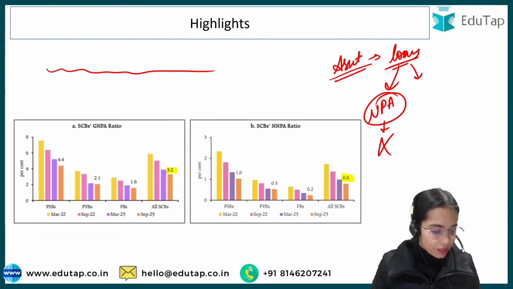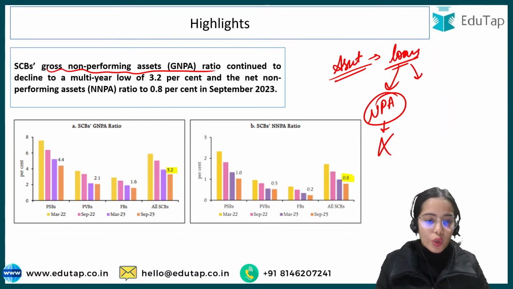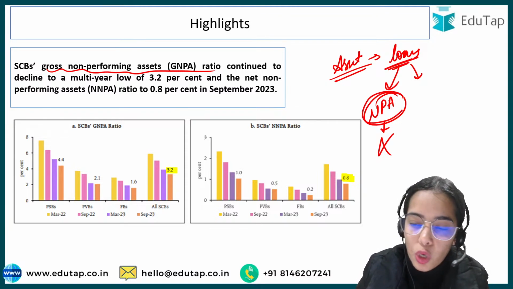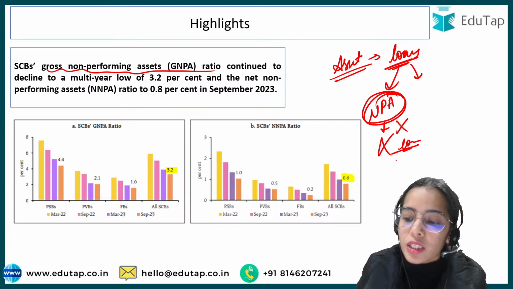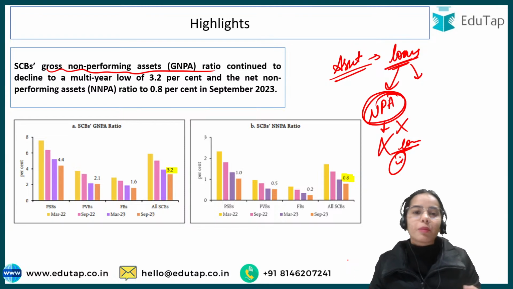Okay. Now coming to the scheduled commercial banks' gross non-performing asset ratio. So some of the loans can become non-performing assets. That means they are not coming back. The loan is not being paid. The interest payments are not being paid by the person, by the company or such.